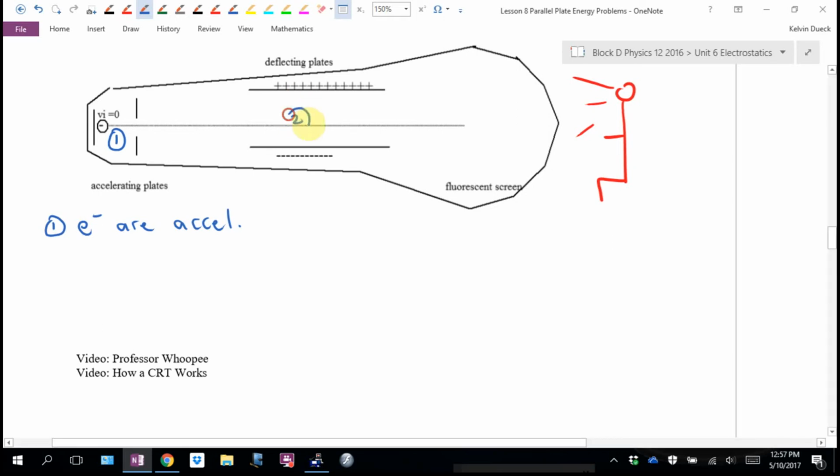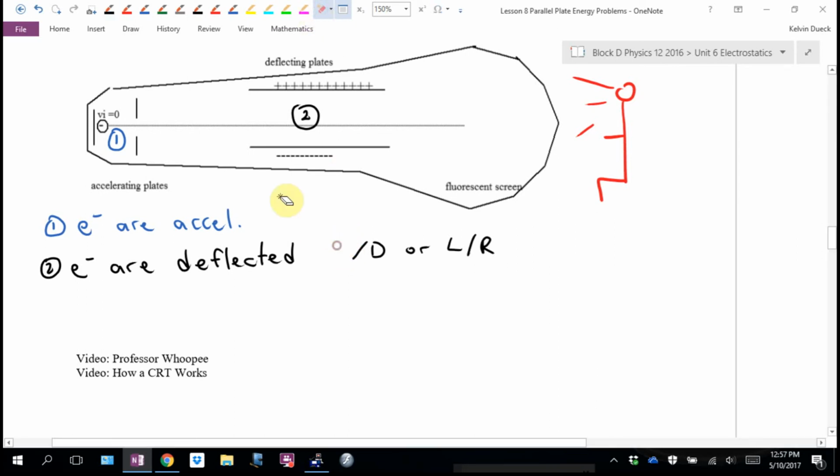Location 2. Oh, you know what? I'll change colors just so it's easier to spot. Location 2. The electrons are deflected up or down, left or right, except I only have up-down plates here. So electrons are deflected U/D, up or down, L/R, left or right.